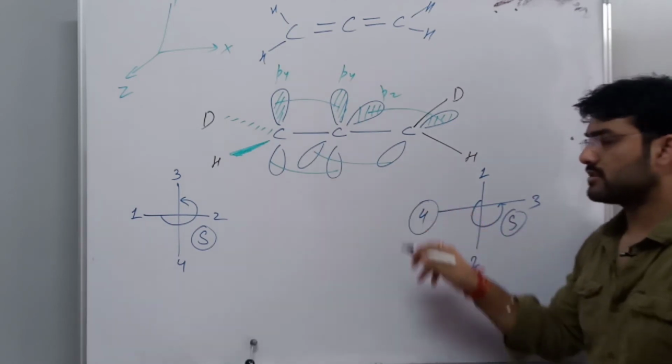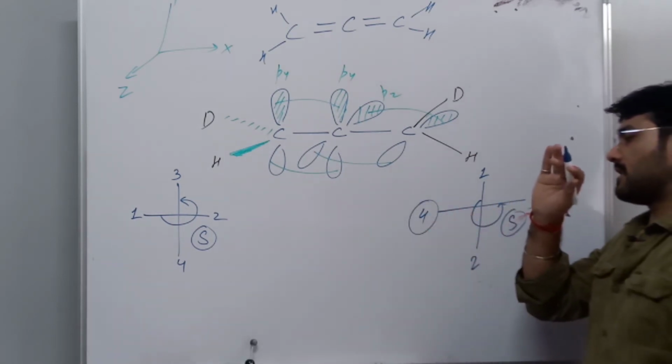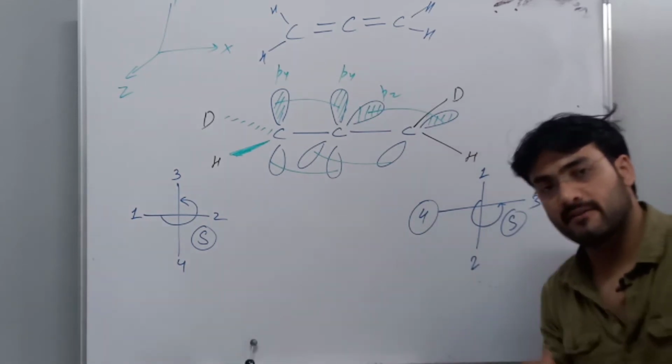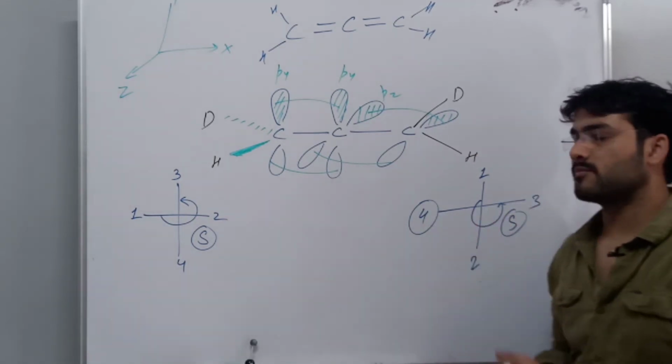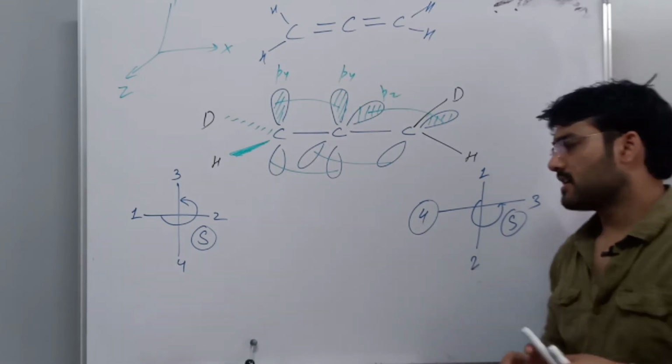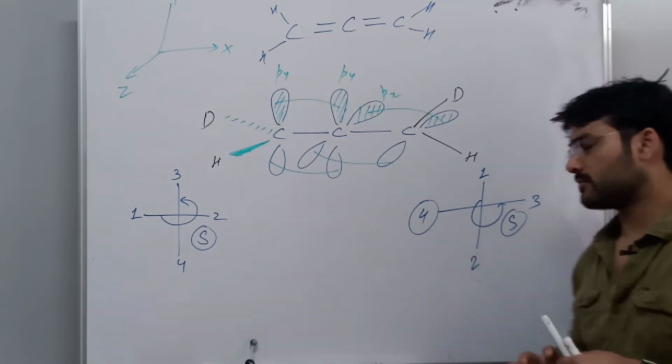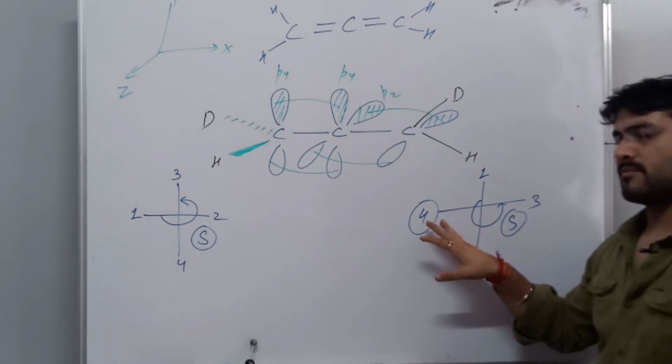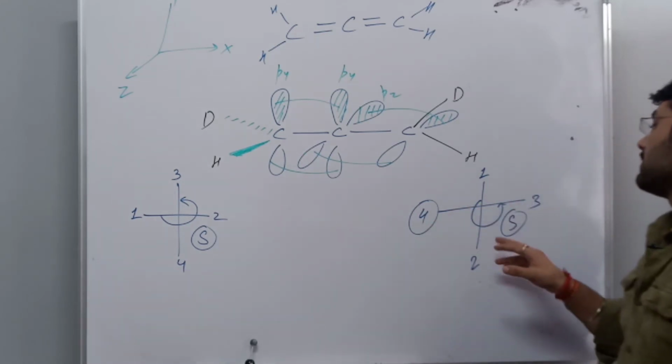In this case, if the lowest priority group is coming in the horizontal plane, there is no need to change or reverse the configuration. In this case, for the lowest priority group, there is no such rule. So if it is coming, let it be 1, 2, 3.